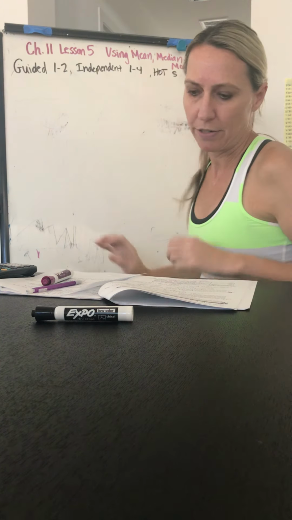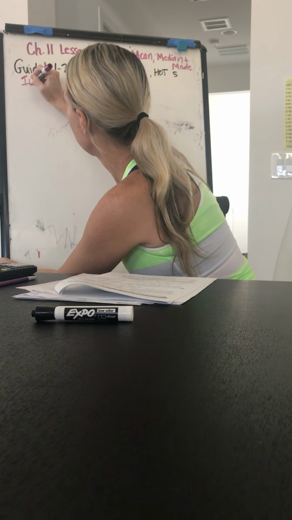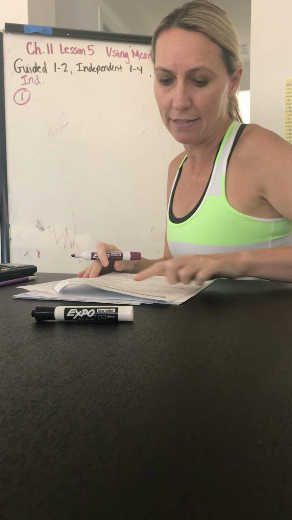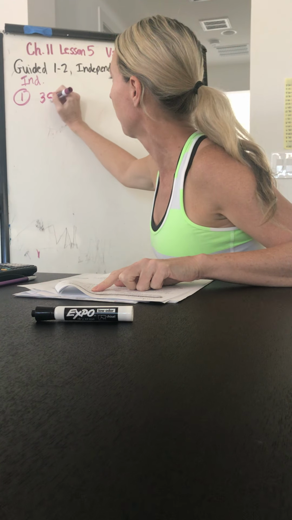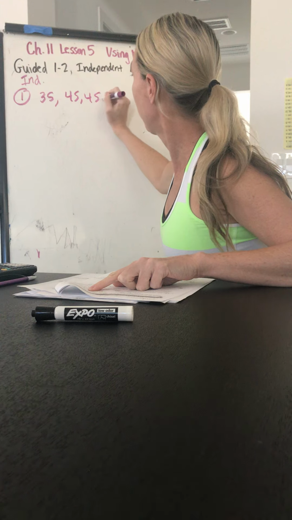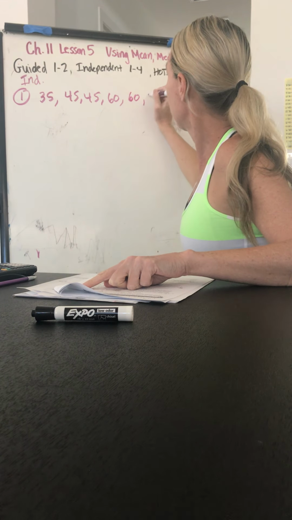All right, so we're doing independent now. It says the number of minutes spent studying, and they give you a list of numbers. I'm going to put that in order from least to greatest. So we have 35, 45, 45, 60, 60, 70, and 80.